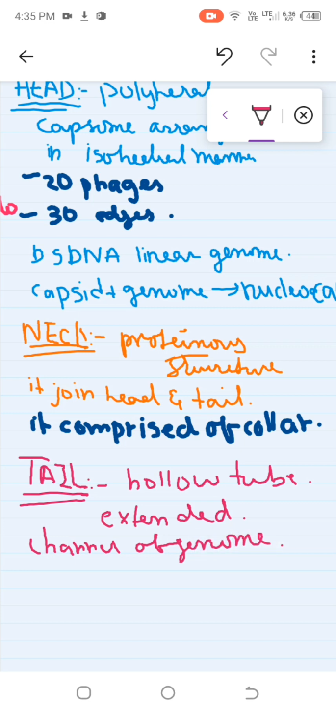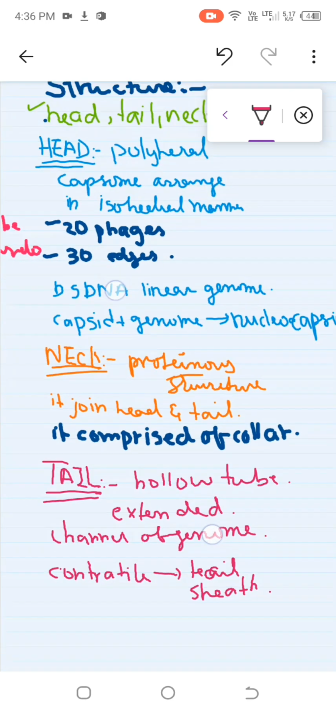Now here, the outer part of the tail is contractile. We can say we have a hollow tube which is contractile. Okay, and here we have a tail sheath, a contractile tail sheath, which allows the genome to go further downward. So this tail is contracted.